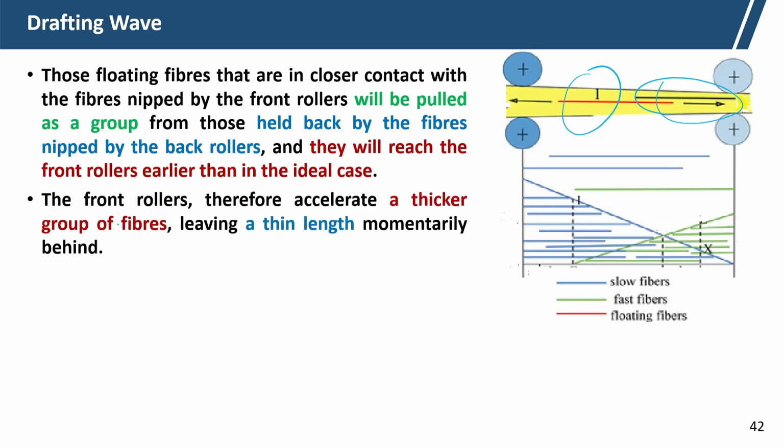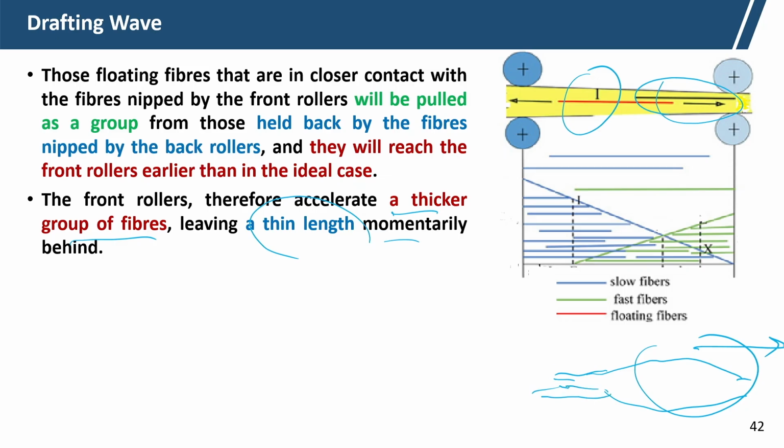So, the front roller therefore accelerates a thicker group of fibers, leaving a thin length momentarily behind. So, they will leave a thin place. It will create a thick place that starts moving at the front roller speed, and a thin place, because the fibers which were supposed to be at this position have already reached at the high speed. That is why thick and thin places are generated.